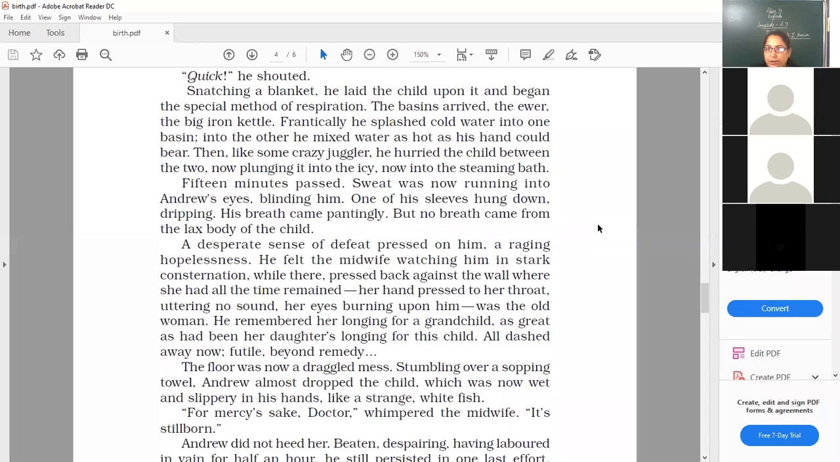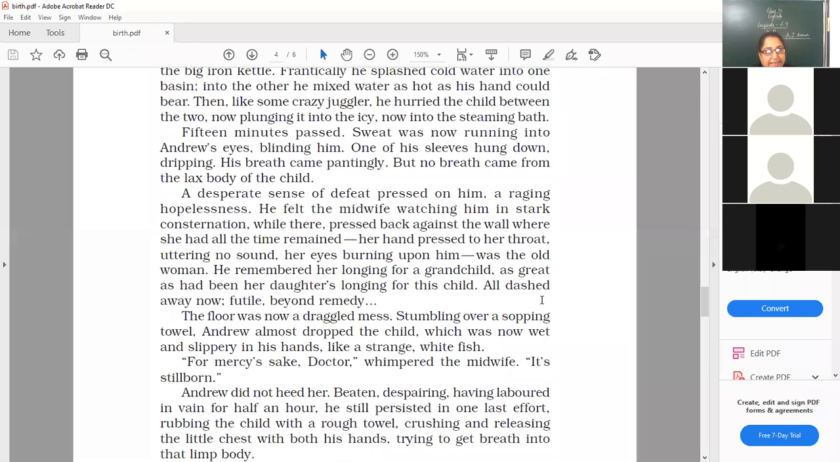When you're trying hard in your efforts and you don't get results, we have learned that even if we fail, those failures are not failures because they leave us rich with the experiences. Whether the child will come back to its senses or not, he is giving his 100%. This is more important. A desperate sense of defeat pressed on him, a raging hopelessness. He became hopeless also. While working hard, there comes a time when you become hopeless. Again, you gather yourself and move on.